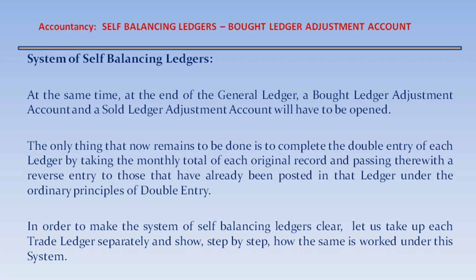The only thing that now remains to be done is to complete the double entry of each ledger by taking the monthly total of each original record and passing therewith a reverse entry to those that have already been posted in that ledger under the ordinary principles of double entry. In order to make the system of self-balancing ledgers clear, let us take up each trade ledger separately and show step by step how the same is worked under this system.